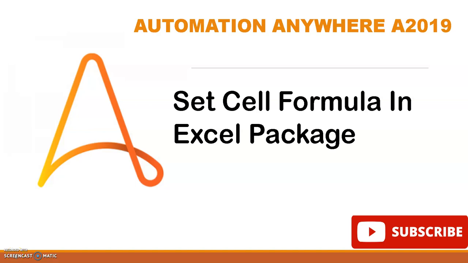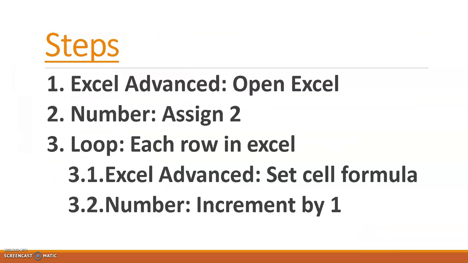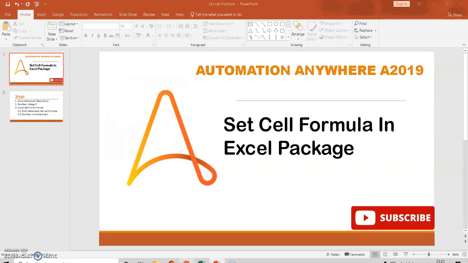Today's session is about how to set the cell formula in Excel. The steps involved are: first, open the Excel. Then, under the Number package, assign the number 2 to a number variable. Then loop through each row in Excel, use the Set cell formula action under the Excel Advanced package, and then increment the number by 1. So let's quickly create the bot.